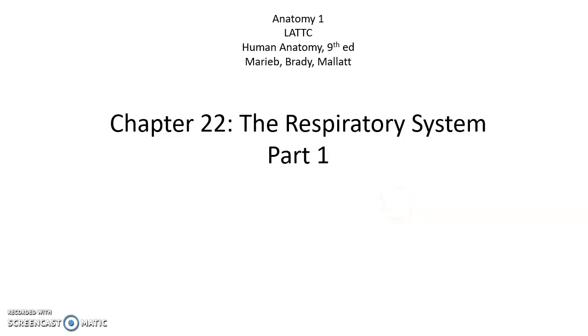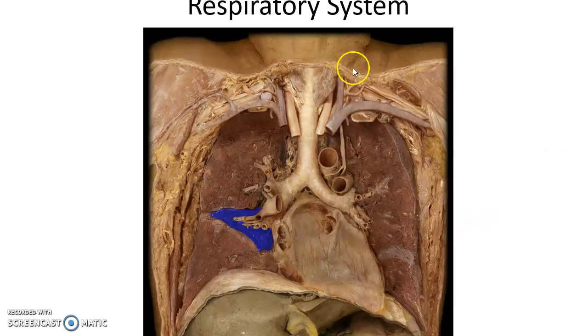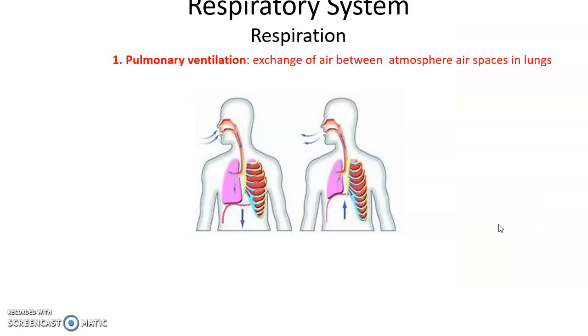Chapter 22, the Respiratory System, Part 1. Here's a view of the thoracic cavity where much of the respiratory system is found. There's the lungs, trachea, main bronchi. There's the pericardium that used to surround the heart. The heart's not there anymore. Kind of cool picture. All right, respiration.